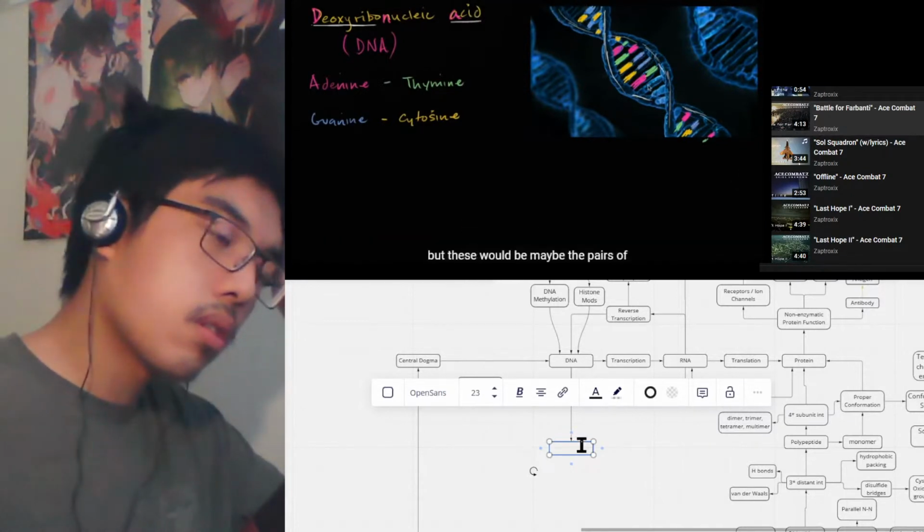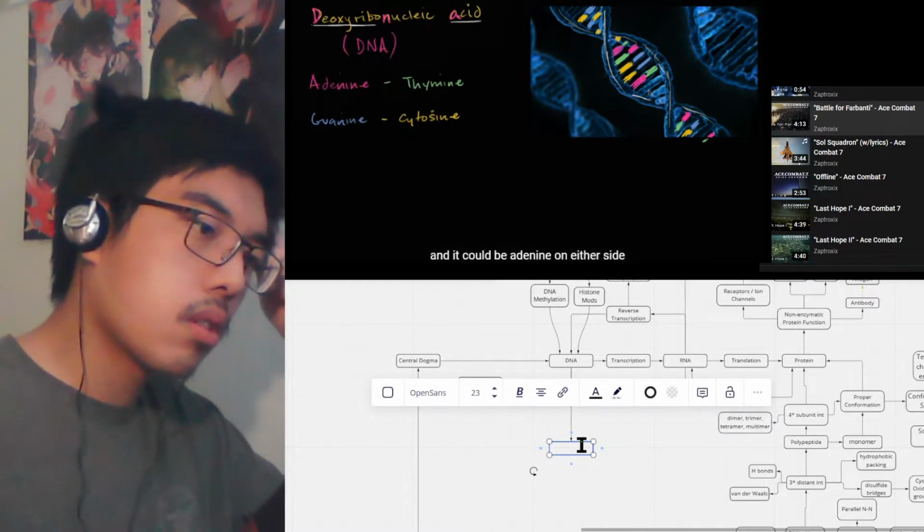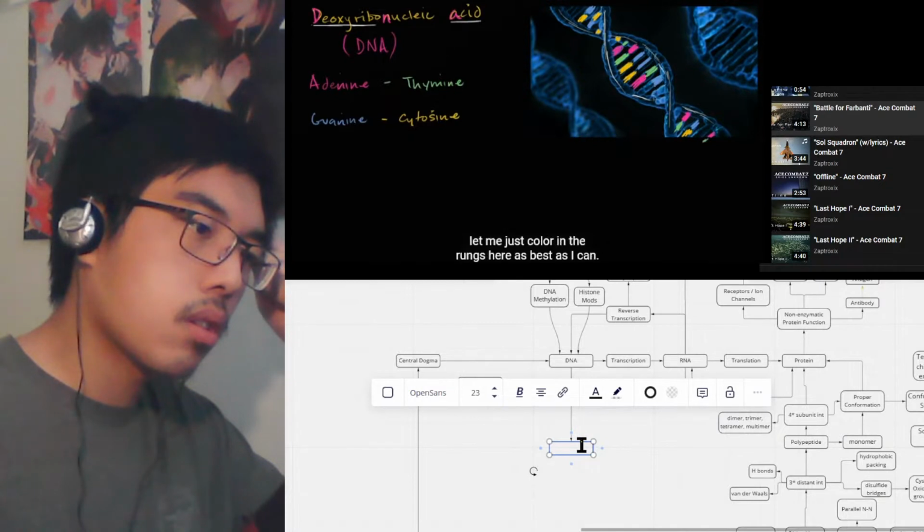I didn't say what these could be, but these would be made of pairs. They could be adenine-thymine pairs, and could be adenine on either side, or thymine on either side, and they could be made of guanine-cytosine pairs, where the guanine or the cytosine is on either side. Actually, just to make it a little bit more complete, let me color in the rungs here as best as I can. So those are guanine, so they're going to pair with cytosine, pair with cytosine, pair with cytosine.